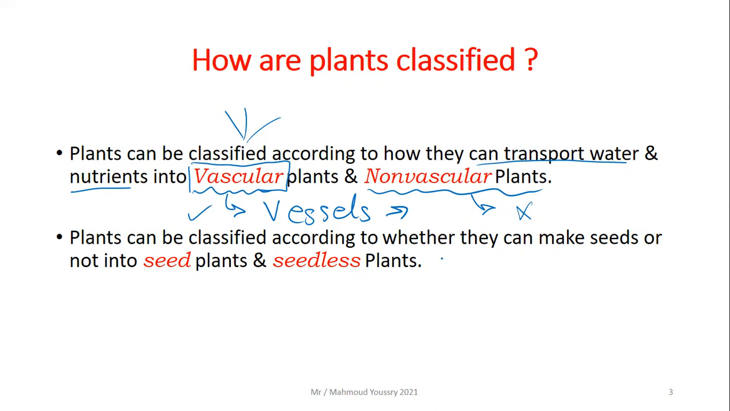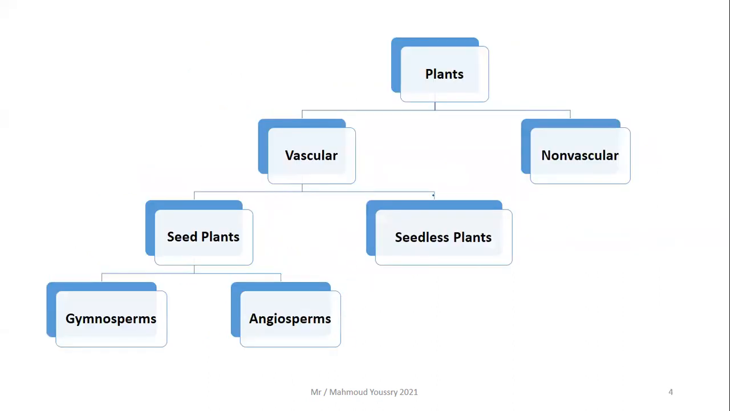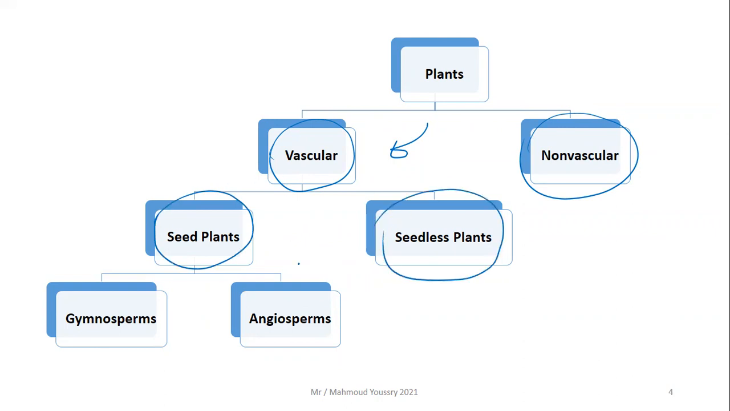Also, plants can be classified according to whether they can make seeds or not, into seed plants and seedless plants. Seed plants can make seeds, and seedless means they are without seeds. Here are the plants divided into vascular plants that have transport vessels, or a vascular system, and the non-vascular plants. The vascular plants are divided more into seed plants and seedless plants. Then the seed plants are divided into gymnosperms and angiosperms.